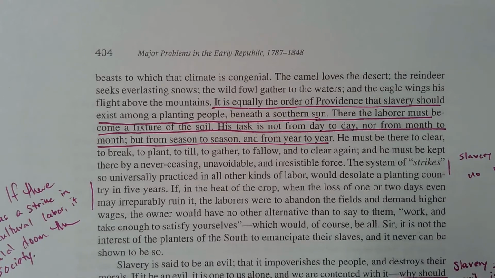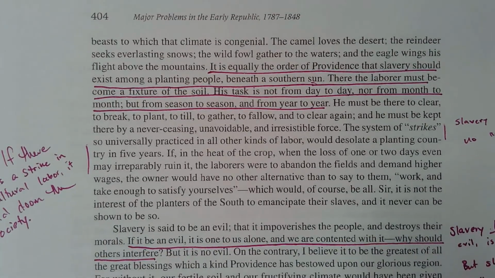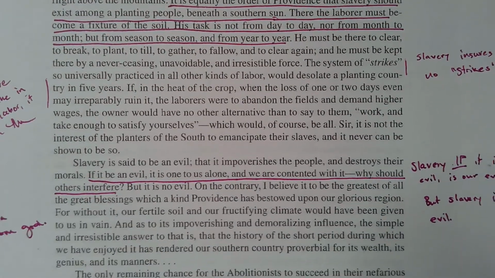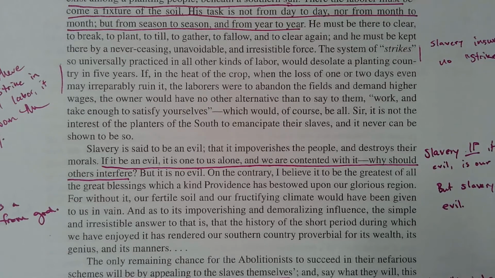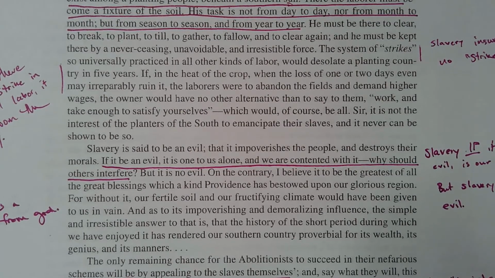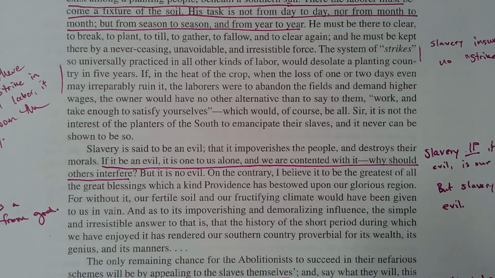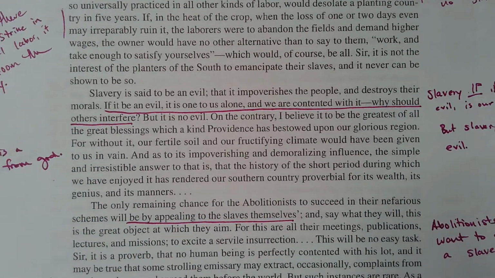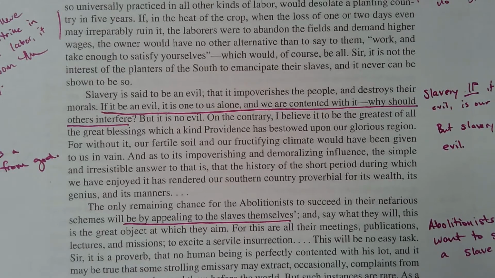He continues on and he says that slavery is a blessing from God. He says, first, some people say that slavery is evil, and his argument against this is twofold. He says, first, number one, if it is evil, it's our evil, and we're dealing with it, so you don't have to worry about it. Nobody should comment. But then he says, slavery isn't evil, it's in fact a blessing from God. And that it's just the natural order of things.